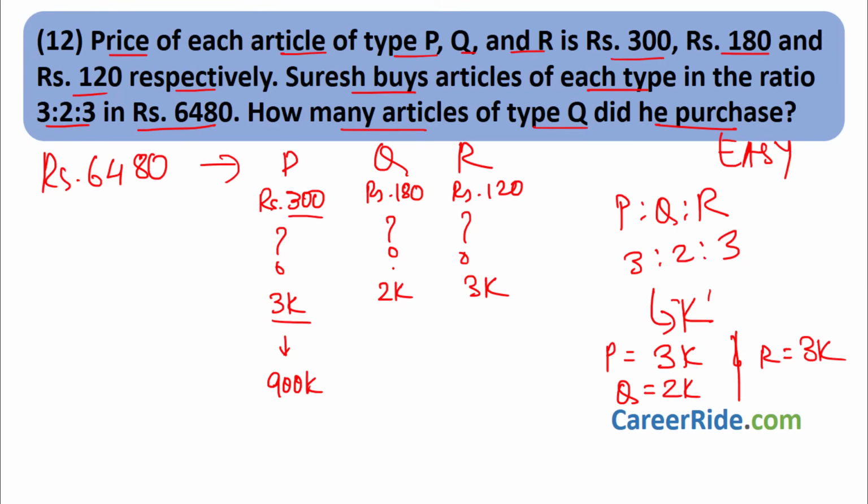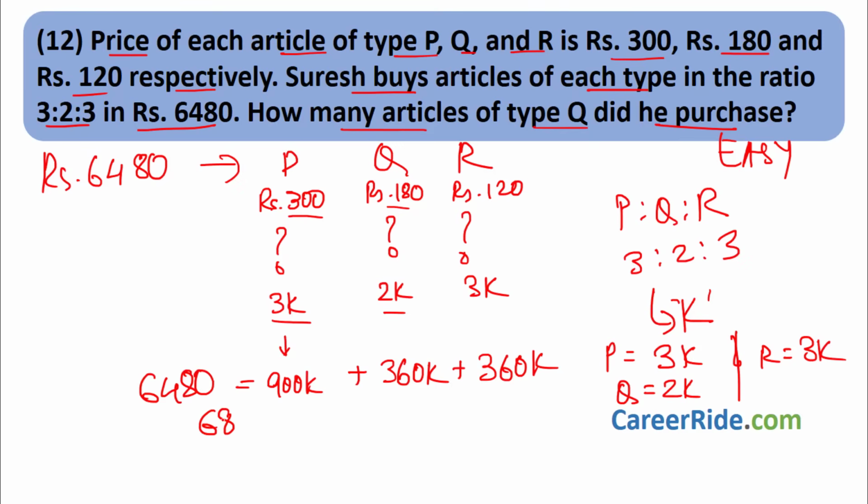Total money spent for type Q, 180 rupees per article. Out of that he bought 2K articles, right? That 180 rupees price rate is of one article. Total articles bought are 2K. So that would be 360K. Same way 120 rupees for one article. So 3K articles cost 360K rupees, and this total expenditure is nothing but 6480 because he spends this much.